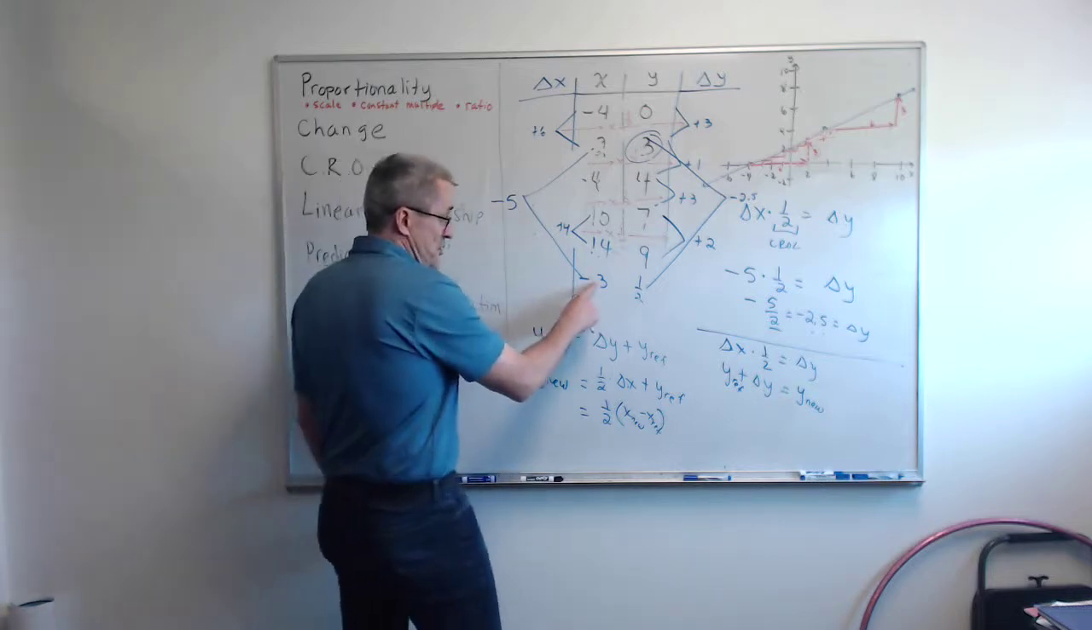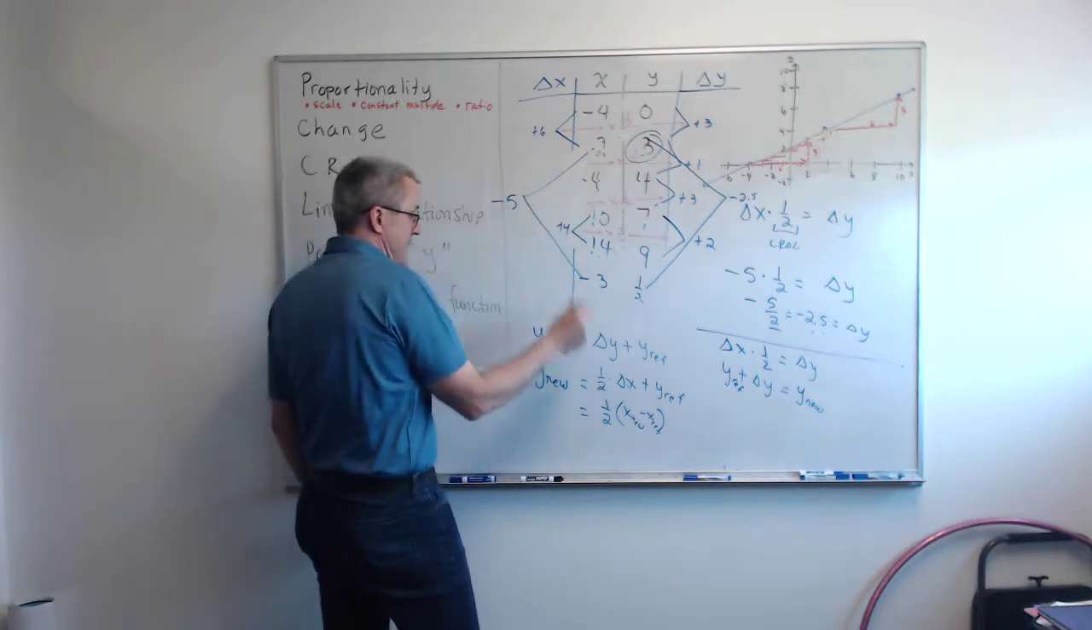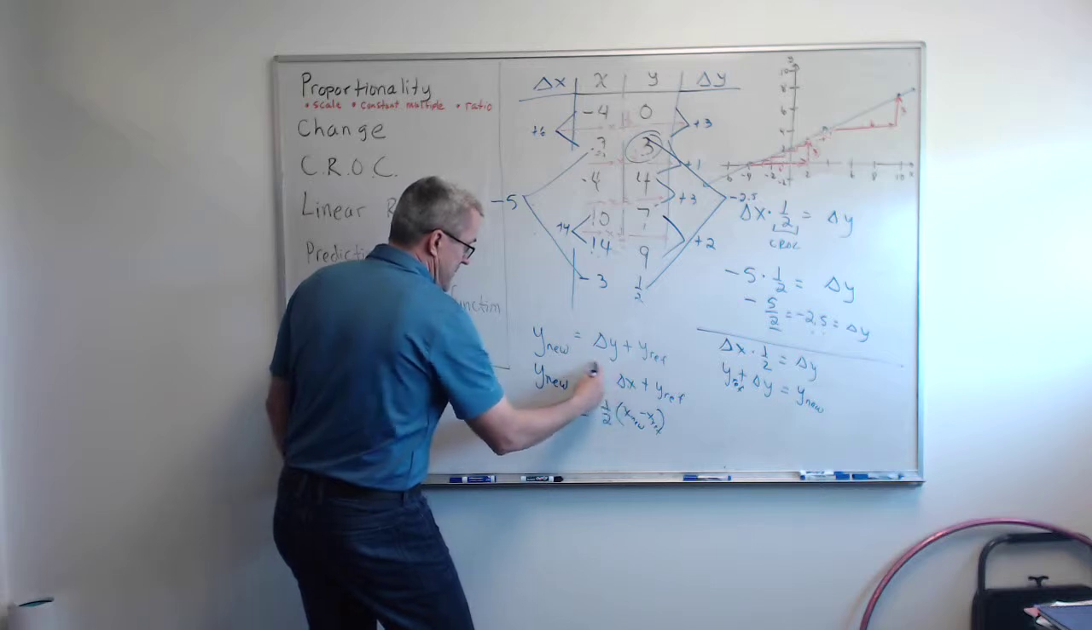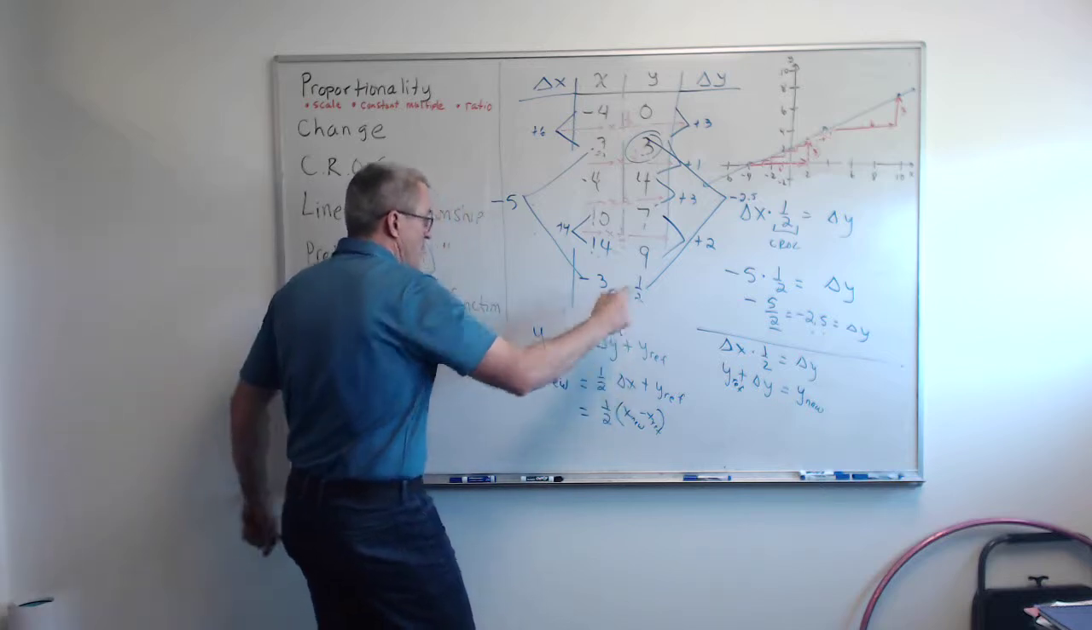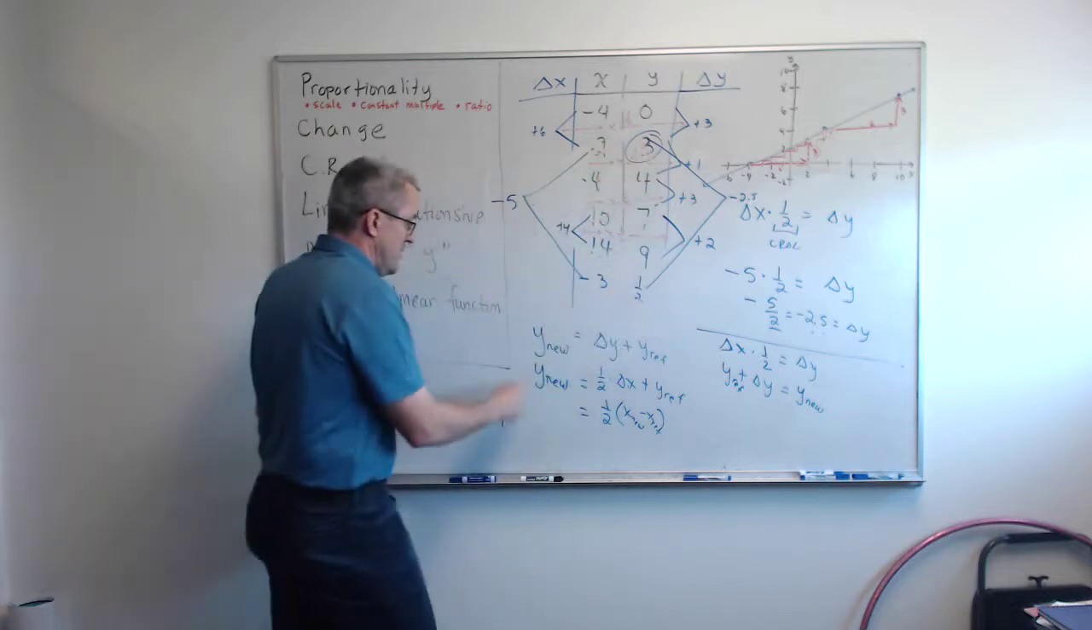So if I give you a new x of -3, you'll subtract the reference x of 2 to get that change of -5. Once you get the change of -5, you multiply it by a half to get the change in y. Once you get the change in y, you add it to that reference to get the new y value.